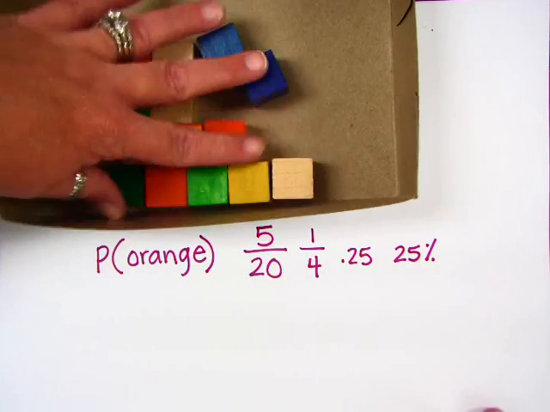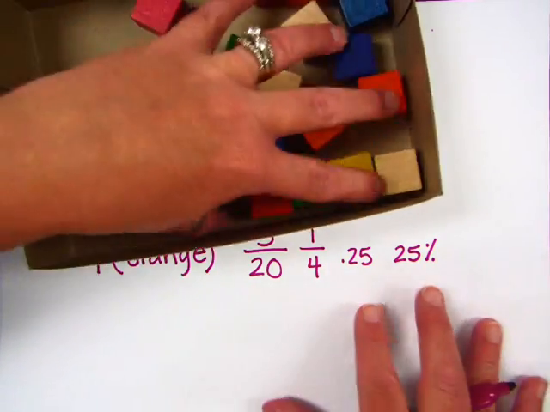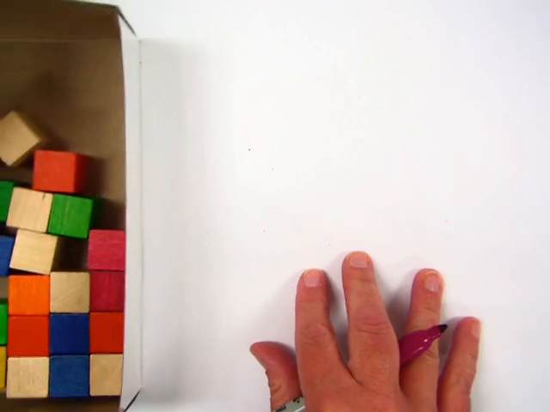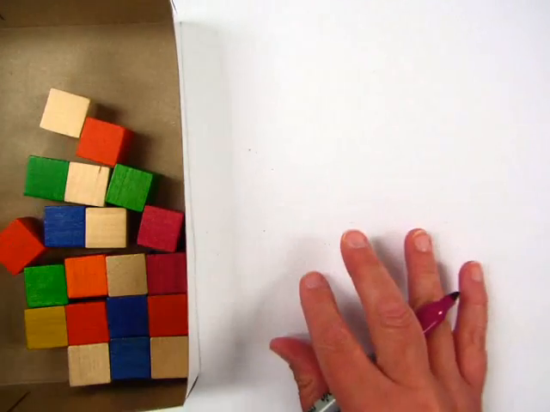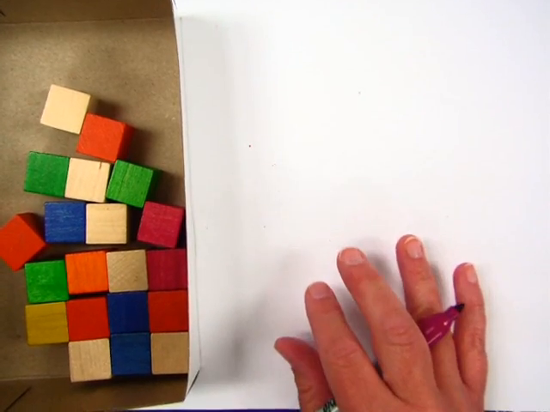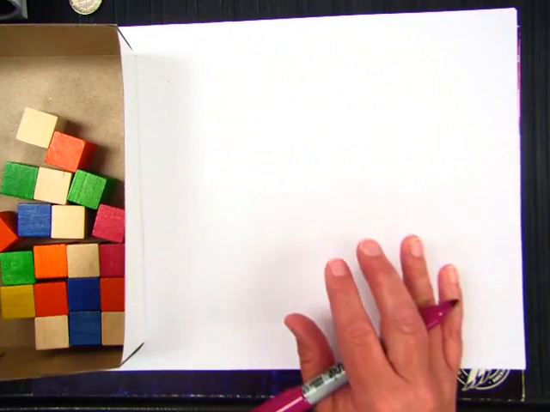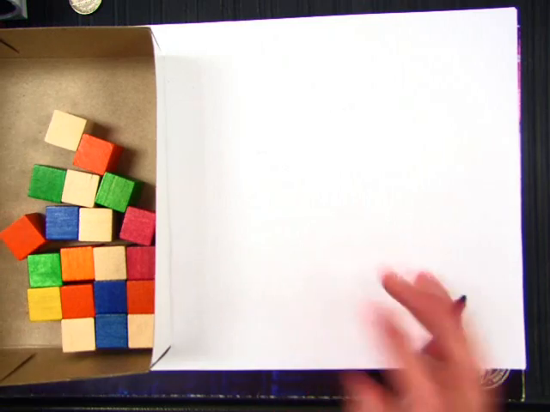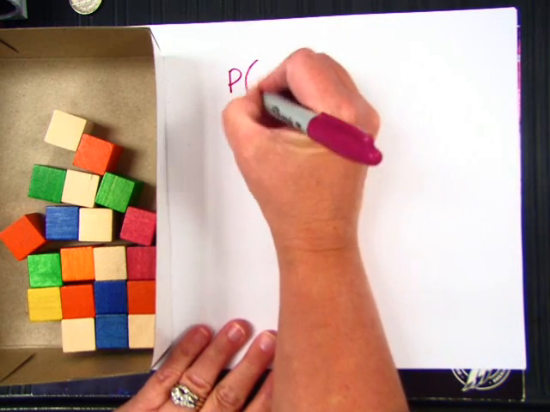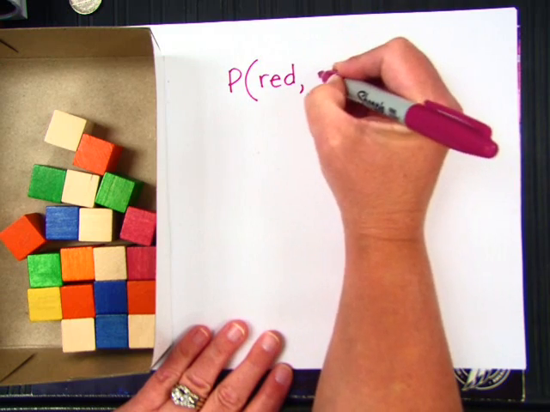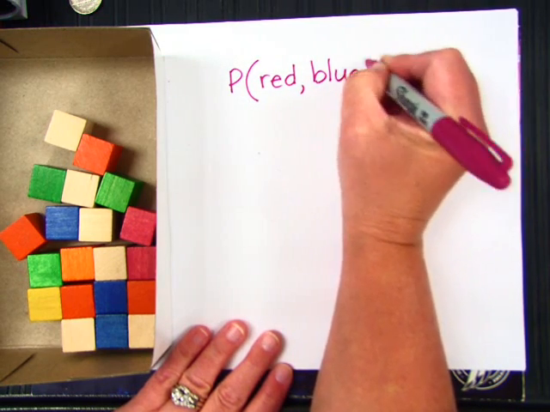This particular activity, if I said, let's go one step further. What if I ask you to find, I'm trying to get this where we can see, let me pan out a little bit, where we can see everything together. Okay, what if I ask you to find the probability of picking a red cube and then a blue cube?